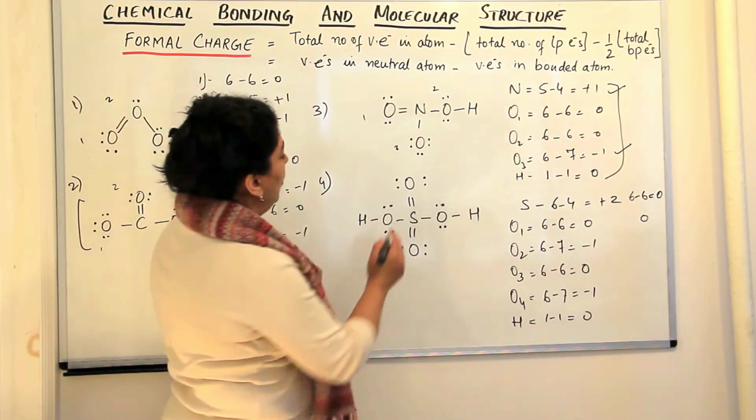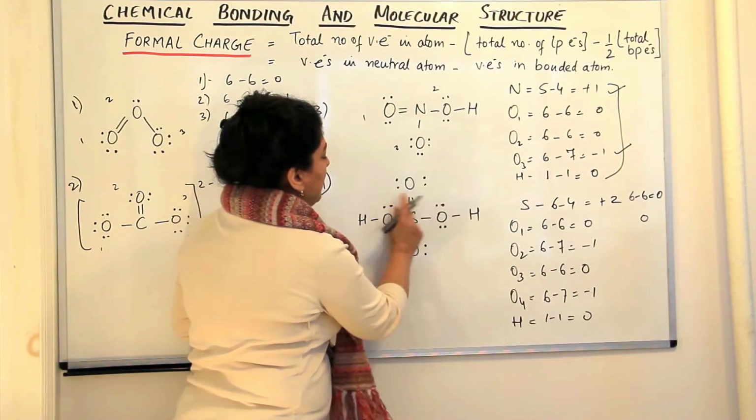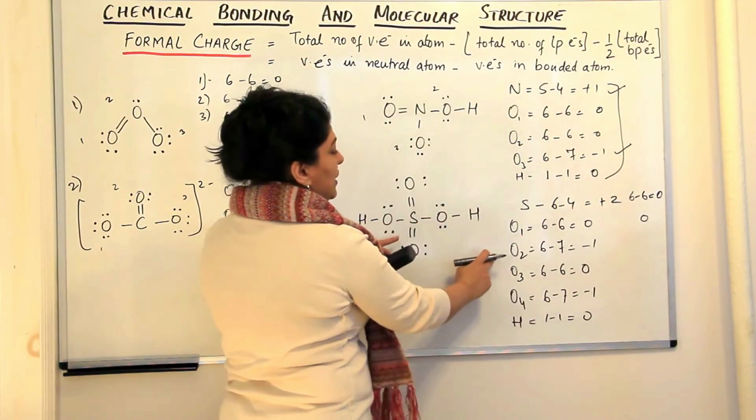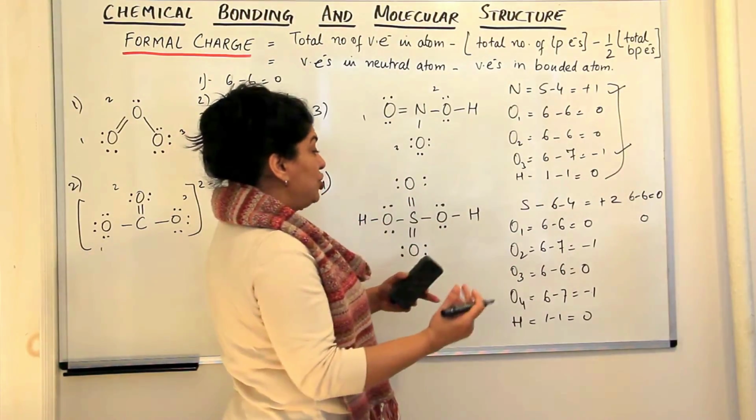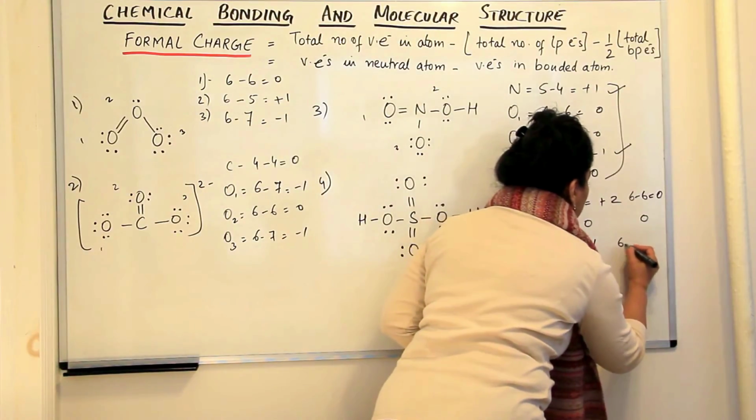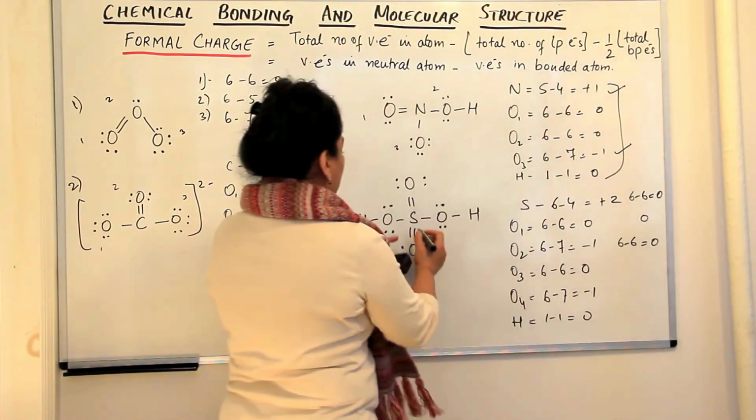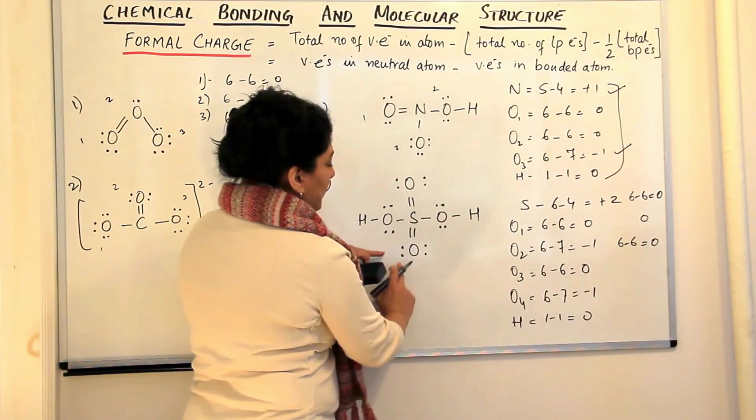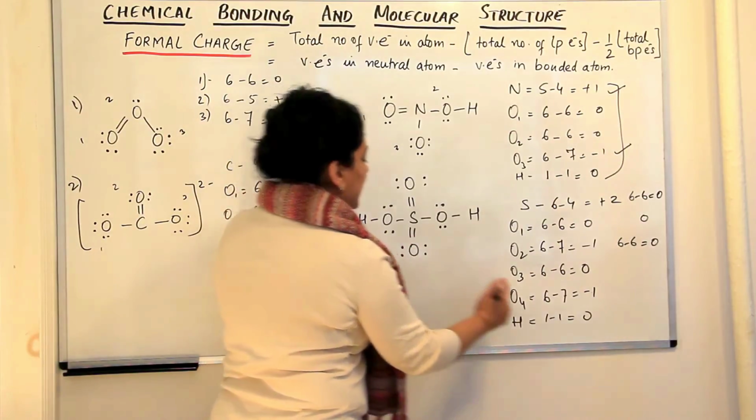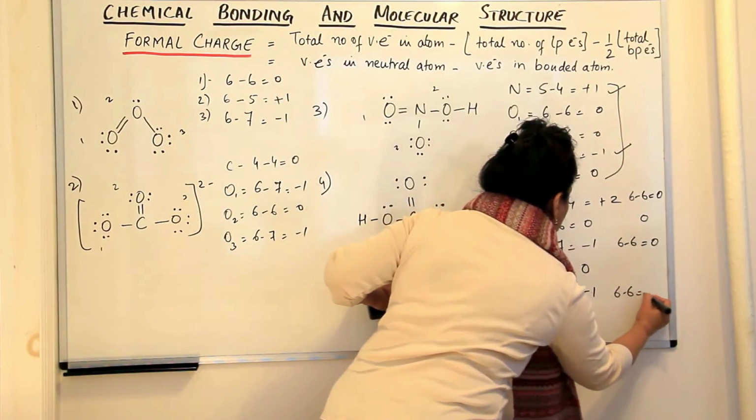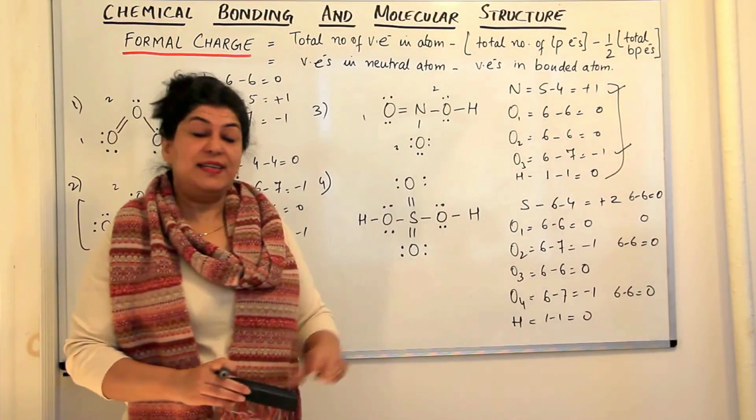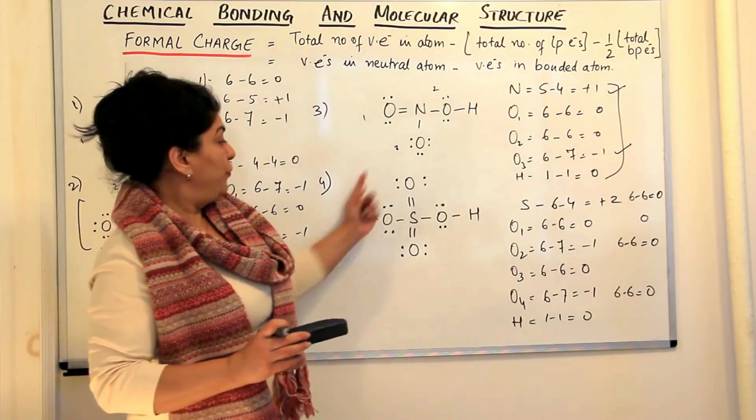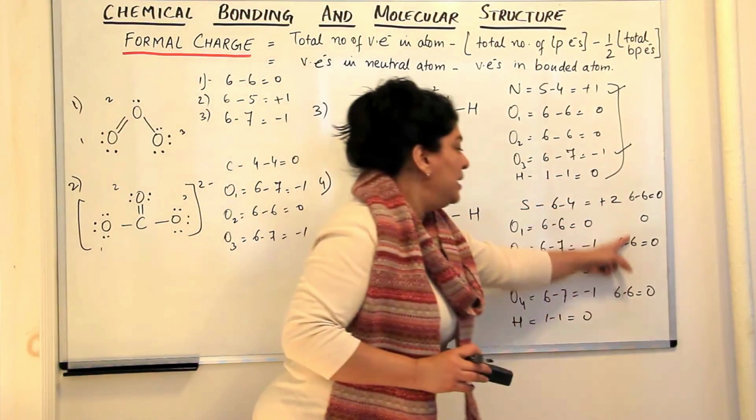So oxygen 2, what charge does it have now? It has 6 minus 6. Do you see here? 6 minus 6. While oxygen 2 earlier had 6 minus 7, it had a charge of minus 1. But it now has 6 minus 6, a charge of 0. And the third oxygen is again the same. There is no change. And the fourth oxygen here has 6 again. 6 minus 6 is equal to 0. So we find that in the second structure, the formal charges of all the atoms come out to be 0.